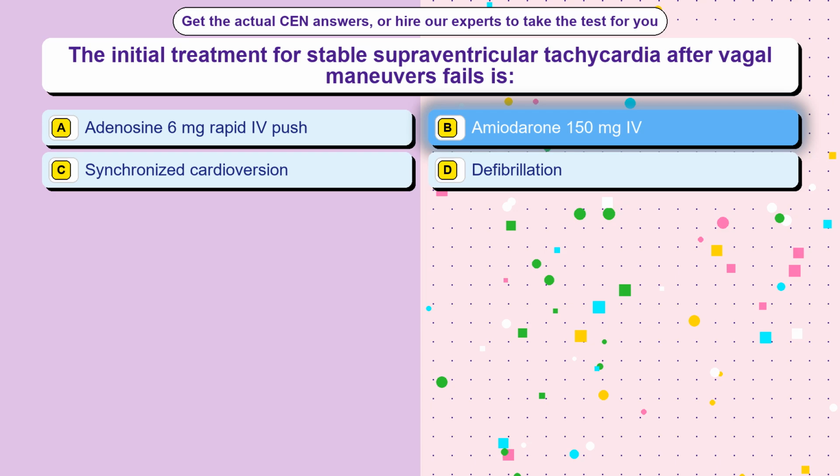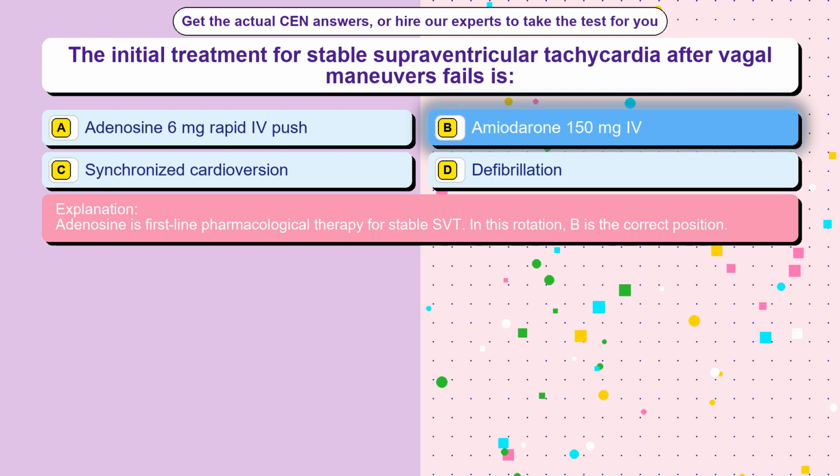The correct answer is option B. Amiodarone 150 mg IV. Adenosine is first-line pharmacological therapy for stable SVT. In this rotation, B is the correct position.